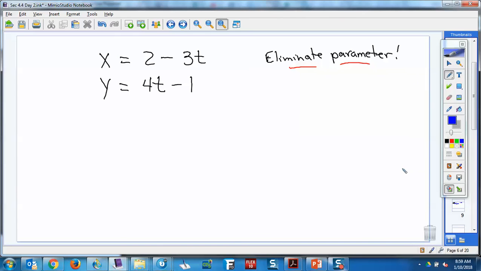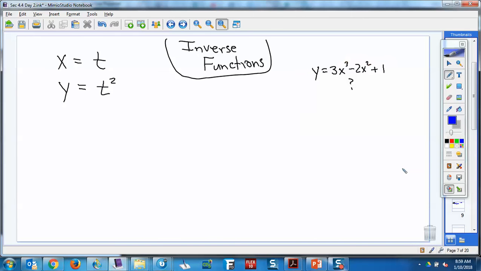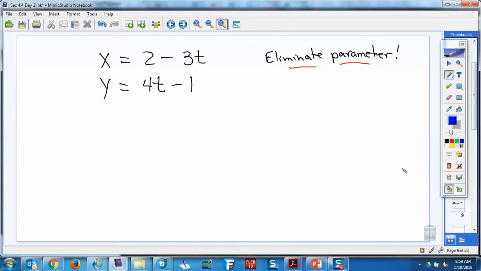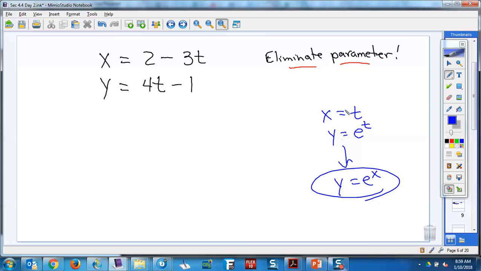Okay, last thing, and then we'll have a little work time. Actually, two quick things. These are quick. Eliminate the parameter. The easiest ones to eliminate are when you have a simple substitution you can make. If you have this parametric equation, that's easy. You just substitute: x is equal to t, so y is equal to e to the x. That's the easiest one of all.